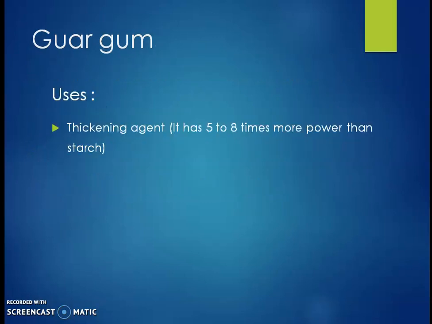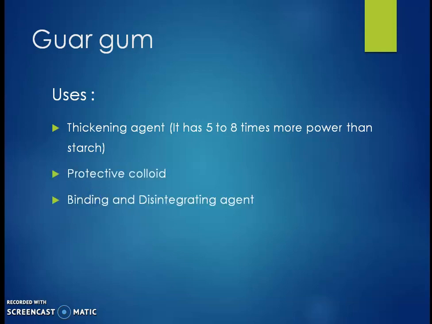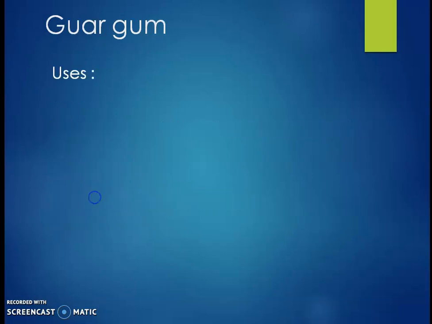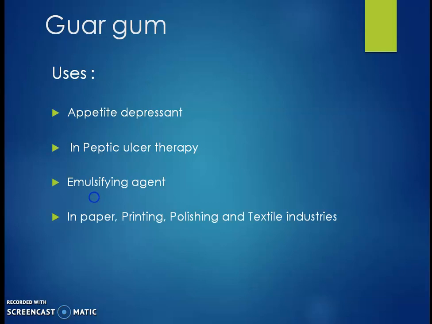Uses: thickening agent, it has 5 to 8 times more power than starch. Protective colloid, binding and disintegrating agent, bulk laxative. It is also used as appetite depressant in peptic ulcer therapy, emulsifying agent in paper printing, polishing and textile industry, in food and cosmetic industry.